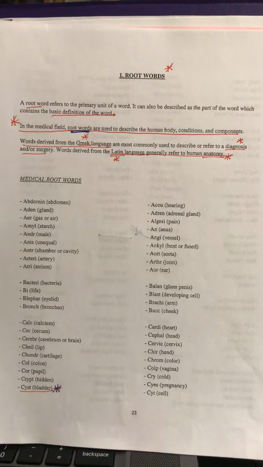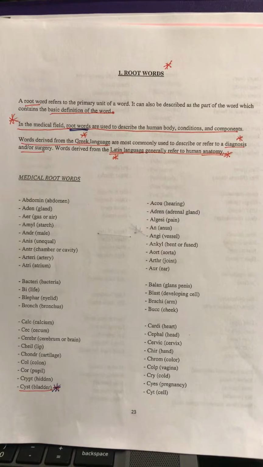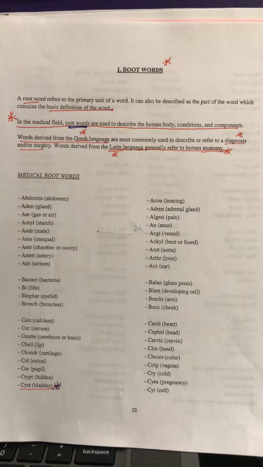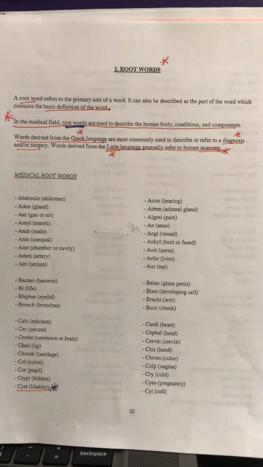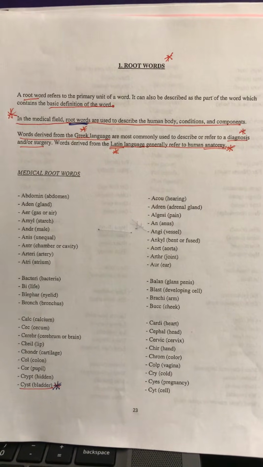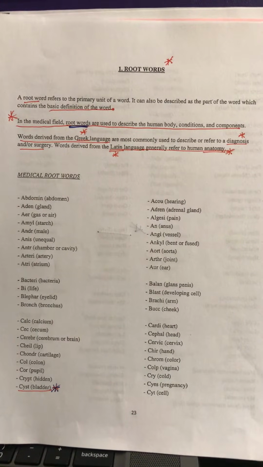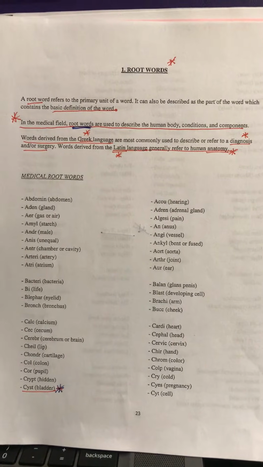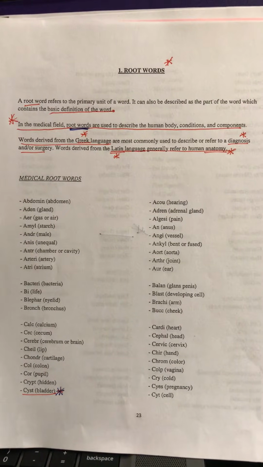Words derived from Greek language are most commonly used to describe or refer to a diagnosis and or surgery. So we use Greek, and I don't know why they did this, but words derived from the Greek language describe a diagnosis or surgery, whereas words coming from Latin refer to anatomy. So Greek would be diagnosis and surgery, whereas Latin words is something to do with your anatomy. So most of these are dealing with your anatomy, as you will see.